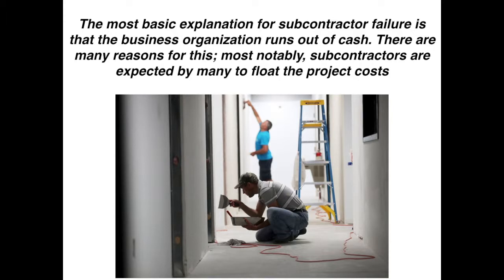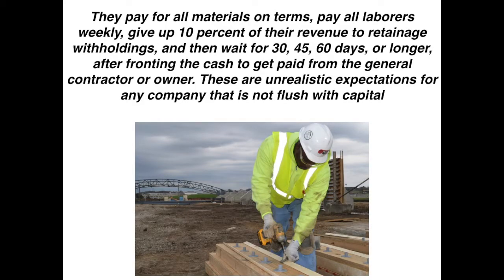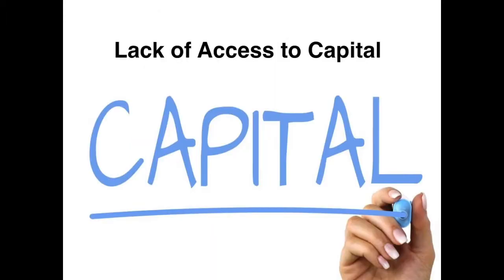The most basic explanation for subcontractor failure is that the business organization simply runs out of cash. There are many reasons for this. Most notably, subcontractors are expected by many to float the project cost. They pay for all the materials on terms, pay all laborers weekly, give up to 10% of their revenue in retainage withholdings, and then have to wait 30, 45, or even 60 days or longer after funding the cash to get paid from the general contractor or the owner. These are unrealistic expectations for any company that is not flush with capital. This is one of the main reasons why subcontractors fail, because they simply run out of cash.